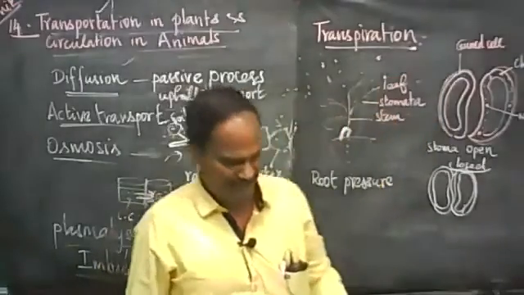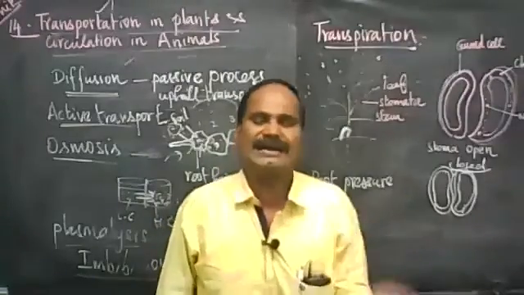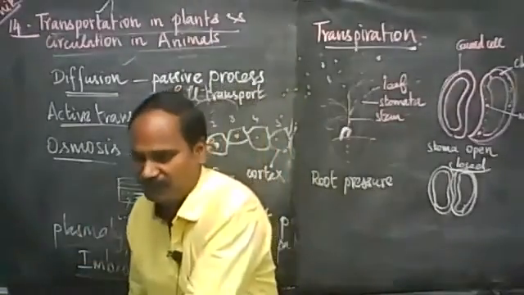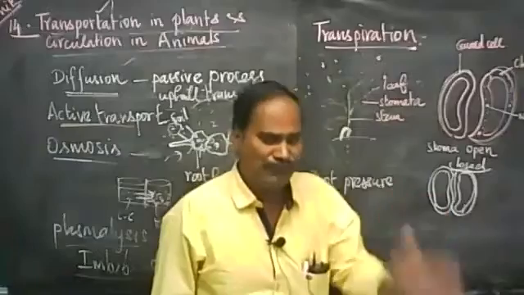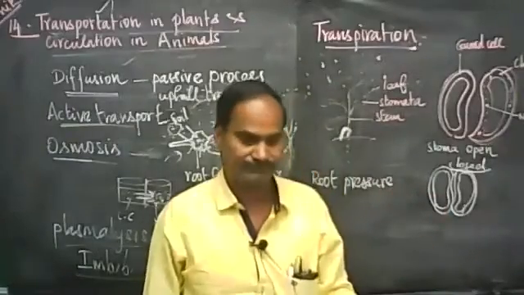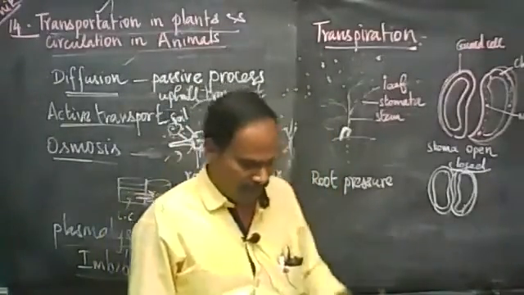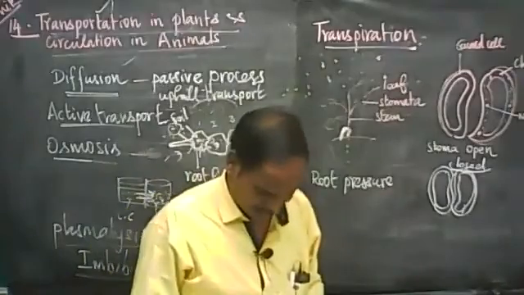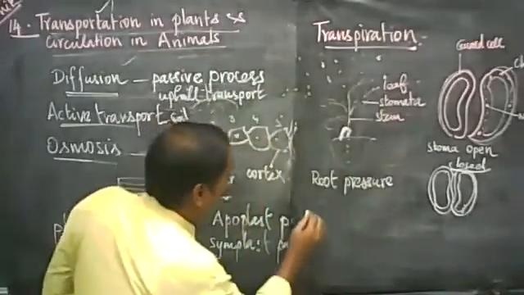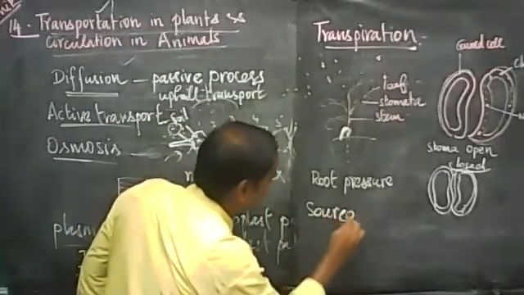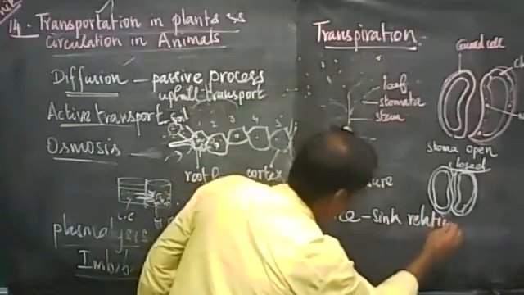Sink is the storage part in leaves or stem, where food materials are transported to some other regions of the plant and stored. So organic sucrose is transported from source into sink. That is transport. Now this is also called the source sink relationship. What is called source sink relationship? This is a 2 marker.